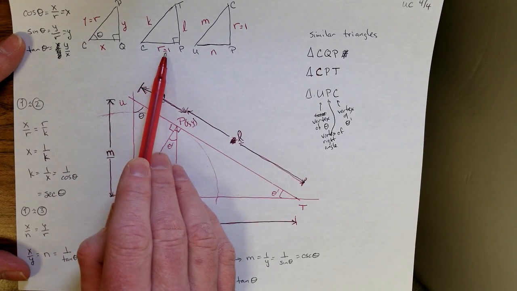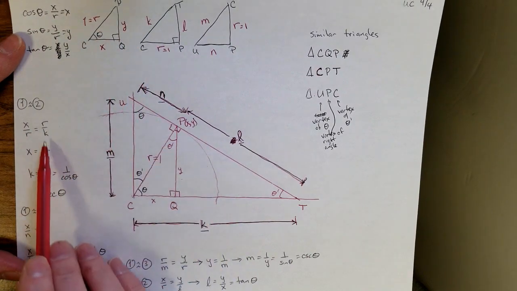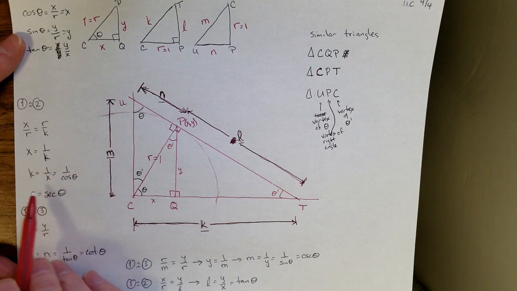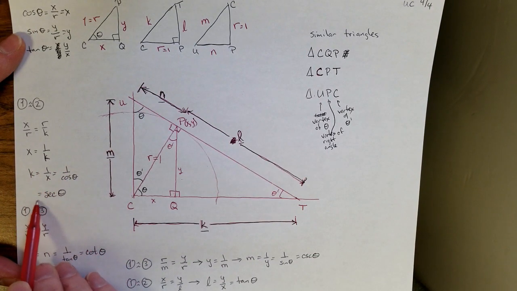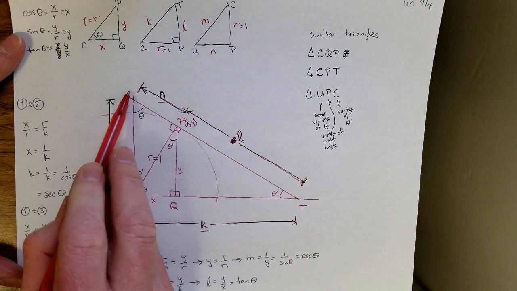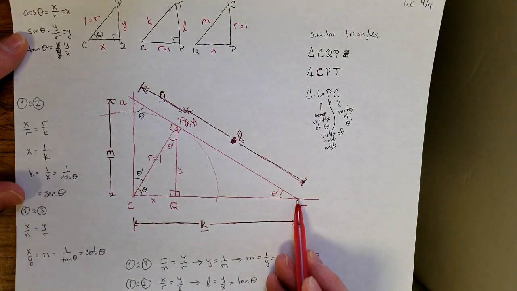Now looking at the similar triangles, if I compare these two right here, x is to r as the hypotenuse is to hypotenuse, so r is to k. Just working it out, letting r equal 1, we reduce to this. And so k is equal to 1 over x, which is 1 over the cosine of theta, which is secant of theta. So the distance from here to here, where this tangent line hits the x-axis, that is the secant of theta.